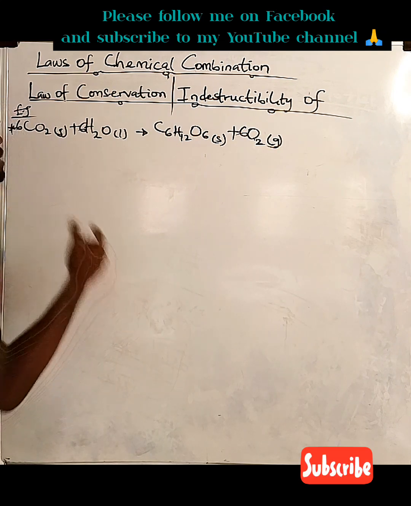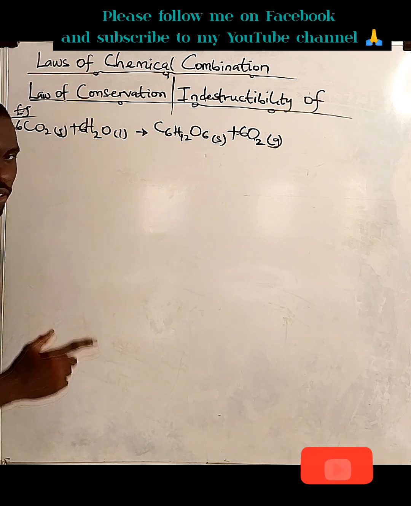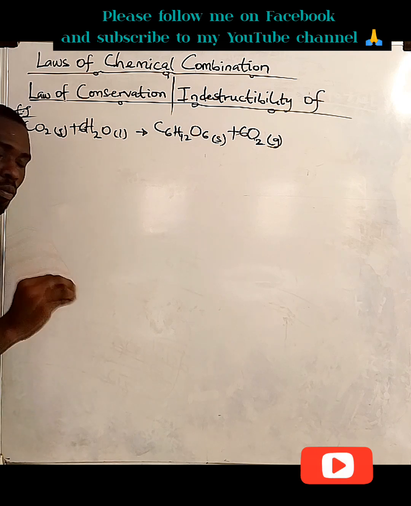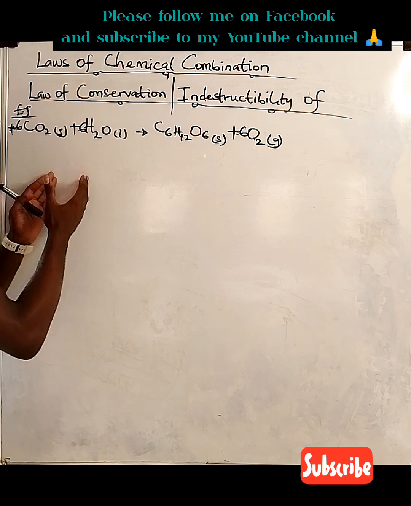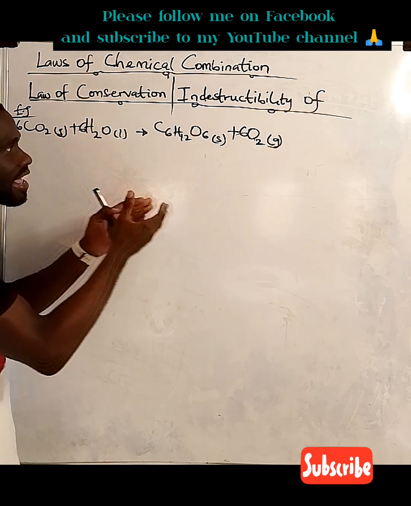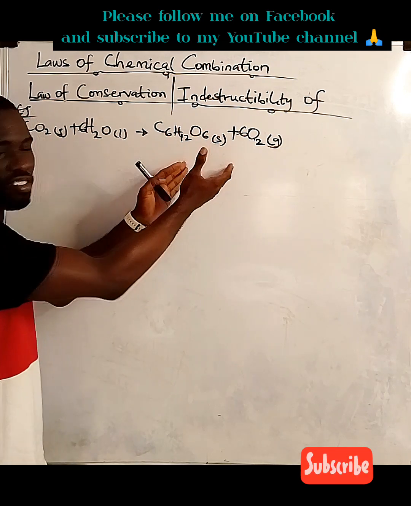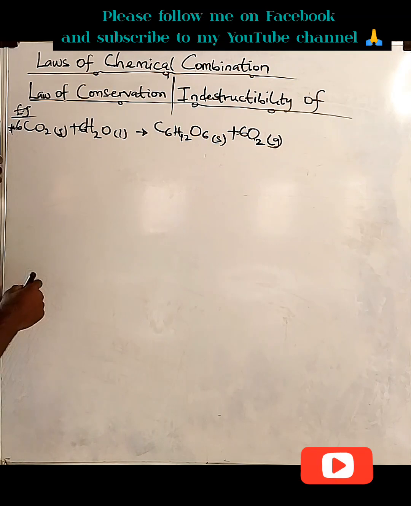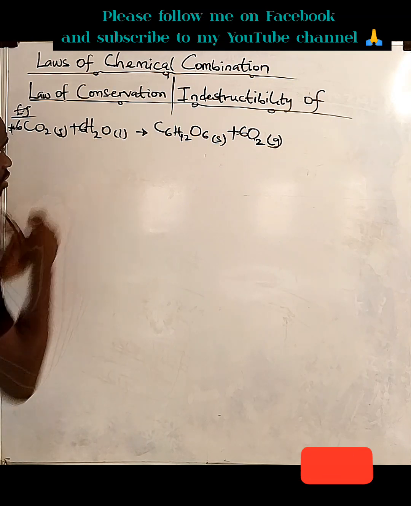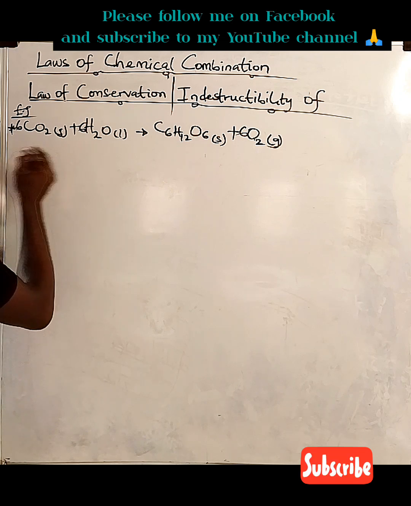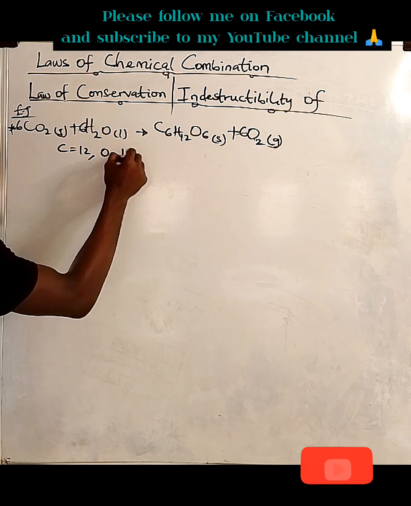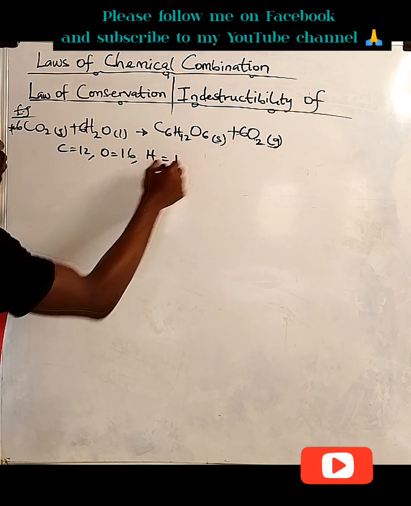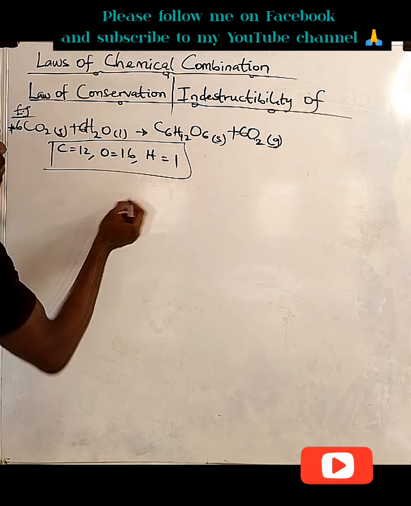So how do we show that this obeys the law of chemical combination? Now don't forget, according to the law of chemical combination, all the elements that react together in the reactant maintain their quantity in the product side. So let's explain that using the relative molecular mass of each of these substances. So let's get to know the atomic mass unit for each of them. Carbon is 12, oxygen is 16, hydrogen is 1. That's what we have, so we're going to be using this.